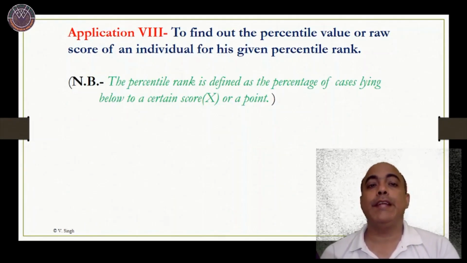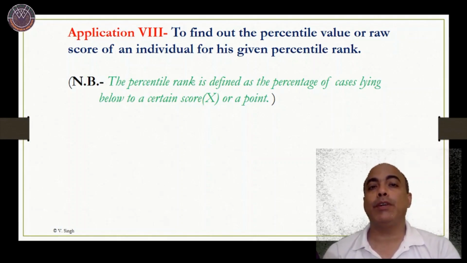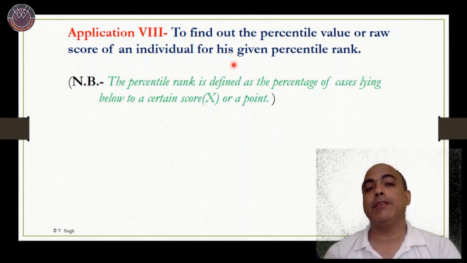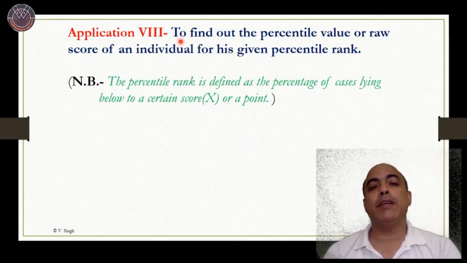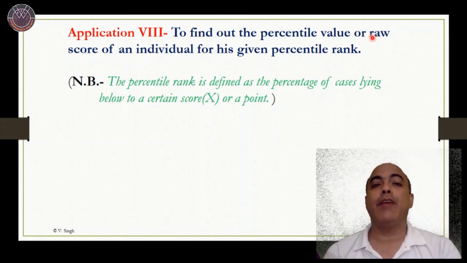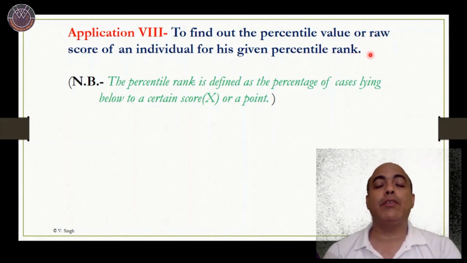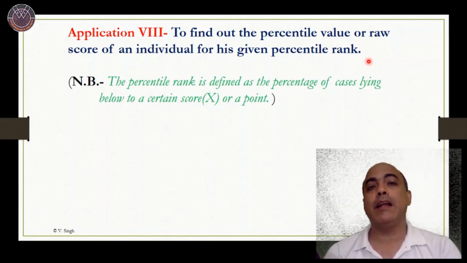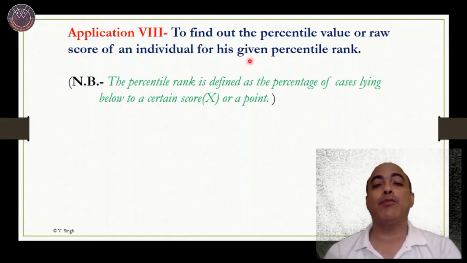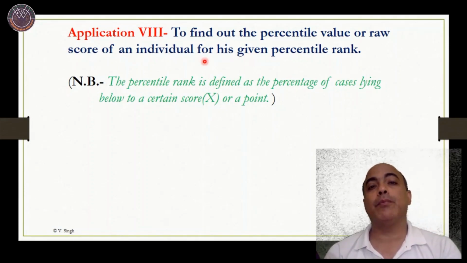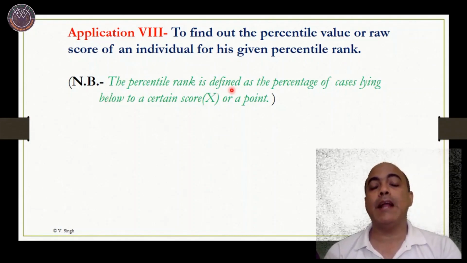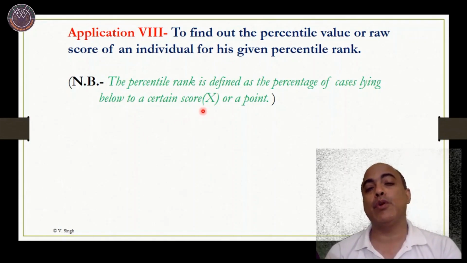Now we will see the 8th application of the normal probability curve. This application is just an extension of the previous application. Here the application is to find the percentile value or raw score of an individual for his given percentile rank. There we were finding the percentile rank; here the percentile rank is given, and we have to find the raw score or the marks obtained by that student. We already know that the percentile rank is the percentage of cases lying below a certain score or point.